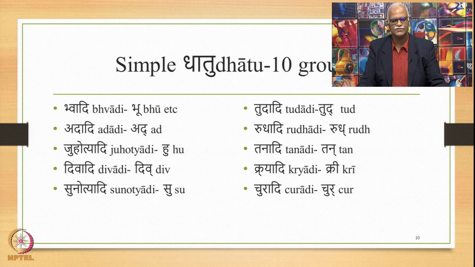Divadi is a list at the beginning of which appears Div. Svadi is a list at the beginning of which appears Su. Tudadi is the list at the beginning of which appears Tud. Rudhadi is a list at the beginning of which appears Rudh. Tanadi is a list at the beginning of which appears Tan. Kryadi is a list at the beginning of which appears Kri. And Churadi finally is a list at the beginning of which appears Chur. These are the 10 groups of simple Dhatus.